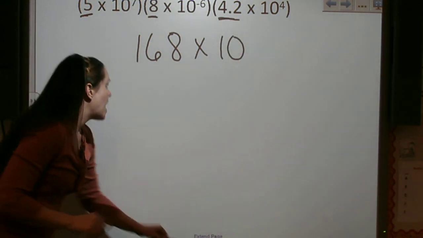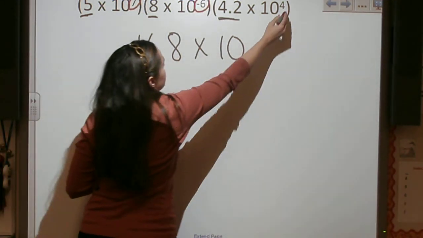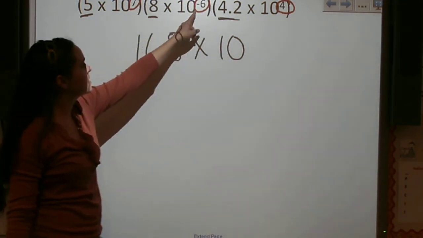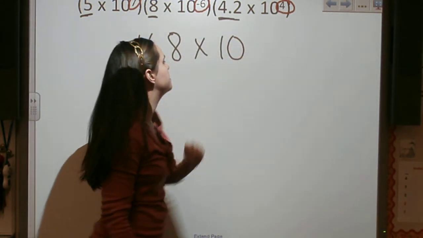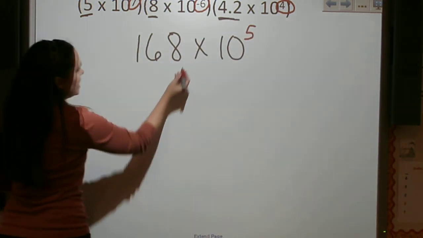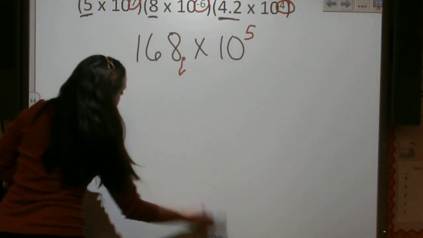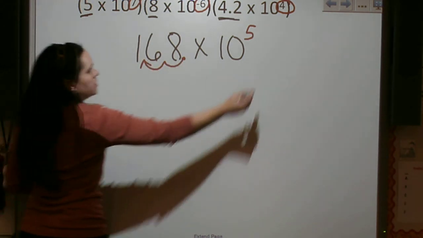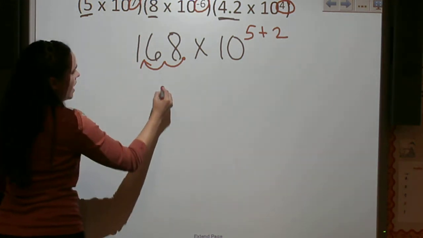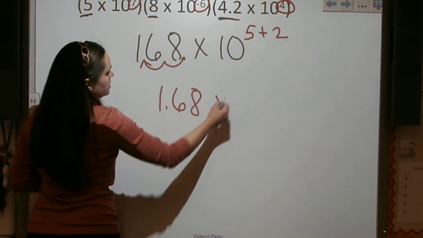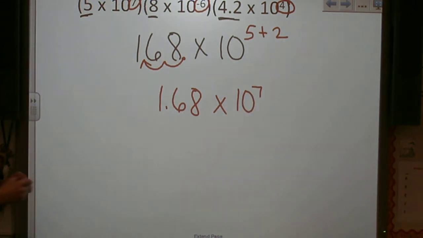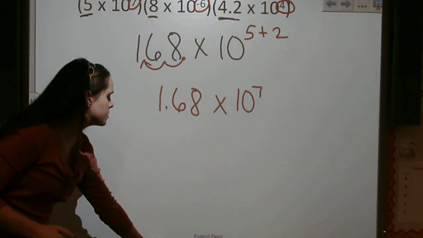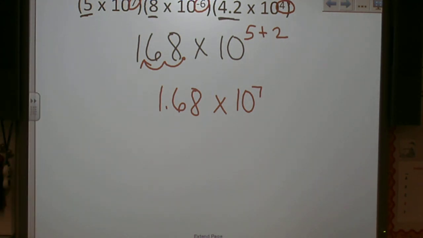Now we have exponents 7, negative 6, and 4. So 7 minus 6 is 1, plus 4 is 5. So we have 10 to the 5th. Again, right now our decimal is here, and we want to move it 2 places to the left. So plus 2. So we have 1.68 times 10 to the 7th. Okay. This is multiplying using scientific notation.